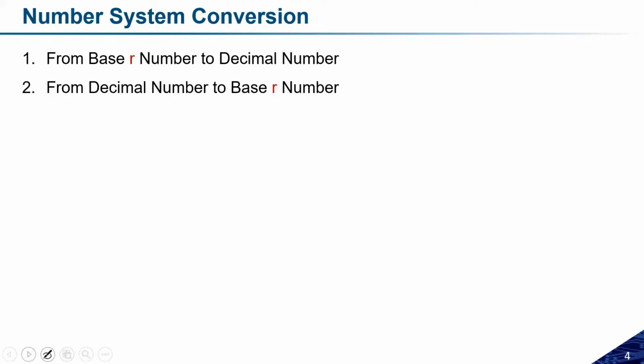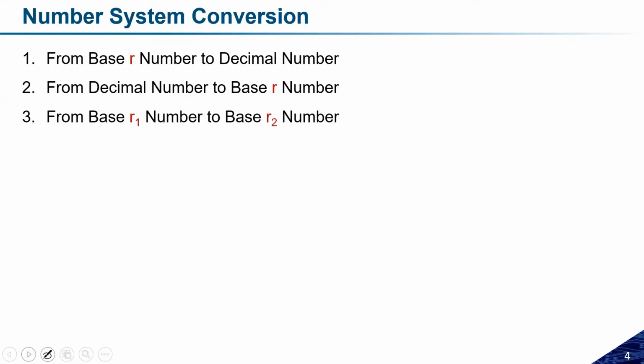The second possibility is that I have information in the decimal number system and I have to convert it into other bases. The other bases could be binary, hexadecimal, or the octal number system.